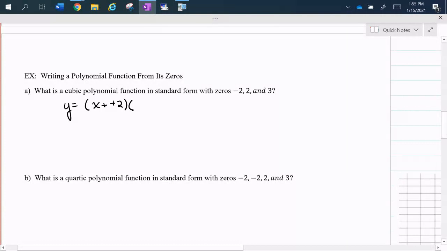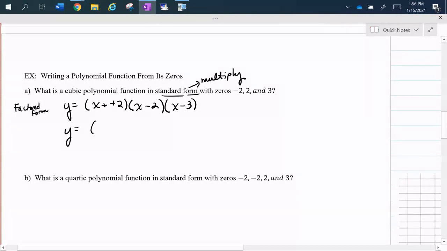And if the zero is 2, then the factor of the polynomial is x minus 2. And if the zero is 3, then the factor would be x minus 3. So then I get my polynomial function in what's called factored form. So this is factored form, but I asked for it in standard form.